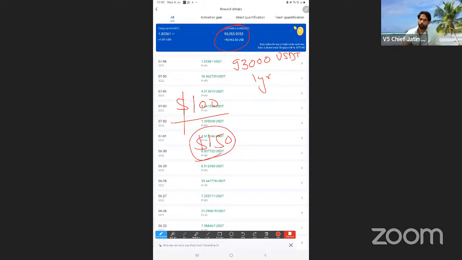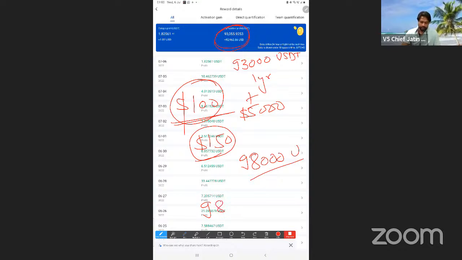Okay, today my whole money is on trading. I started with $100 only. I earned 93,000 from team building plus 5,000 from trading as well. That means 98,000 US dollars in just 1 year, investing how much money? $100. That means a 98,000% increase in my capital in just 1 year.